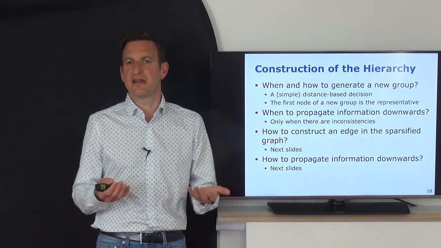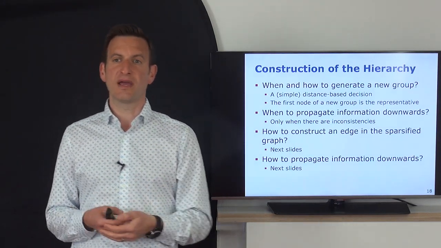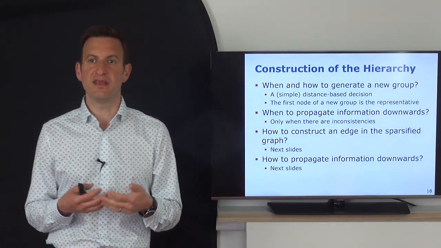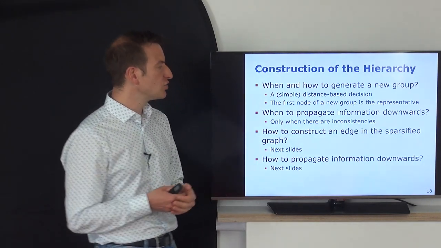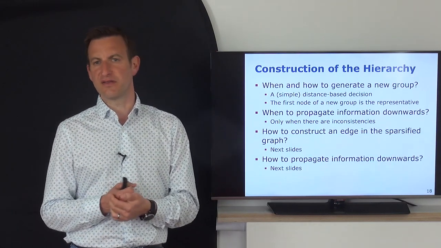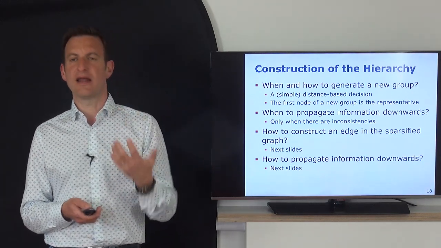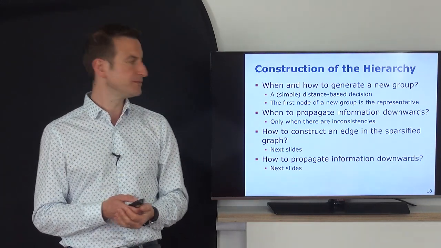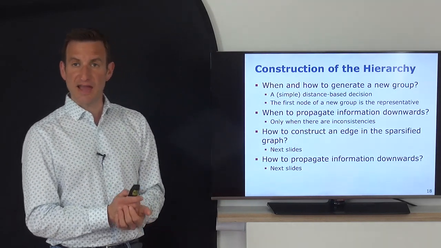So nothing that I actually need to do right now. And then the key questions are, how are we actually constructing these edges on the higher level in the graph, so the sparsified graph, and how actually should we propagate the information downwards? And that's something that we will now discuss in the next couple of minutes. So how do we construct the edge and how to propagate information downwards? Okay, so let's go. How do we do the edges?